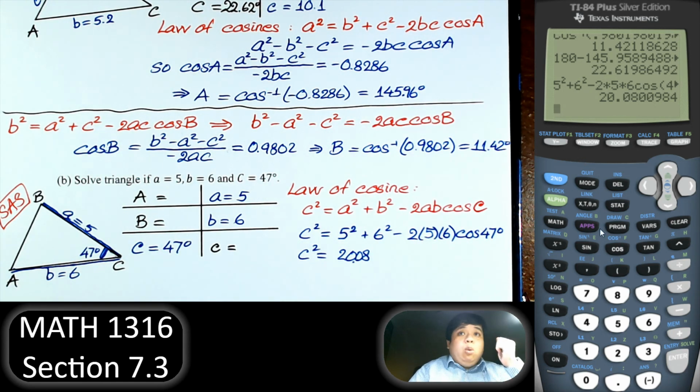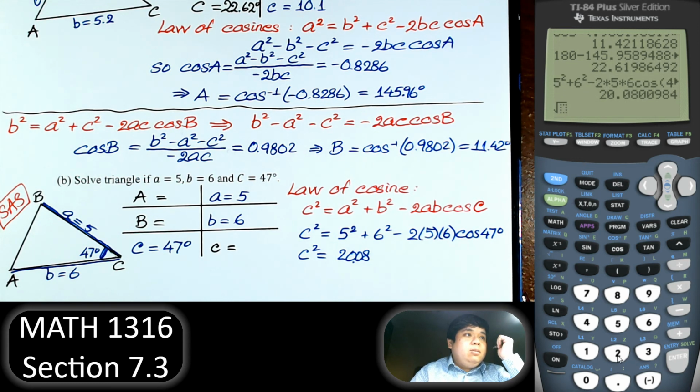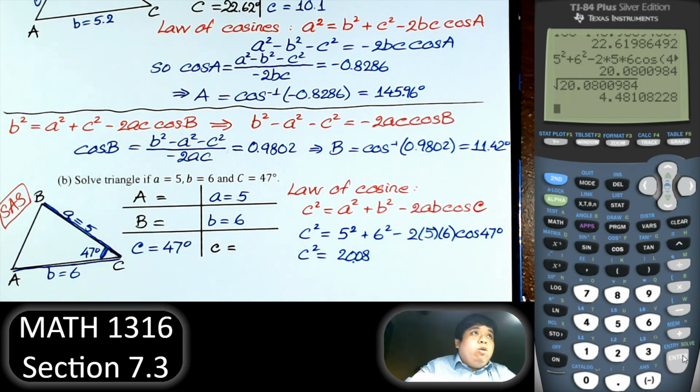But we don't want c squared, we want c, right? So we have to take the square root of that. That gives us 4.481.